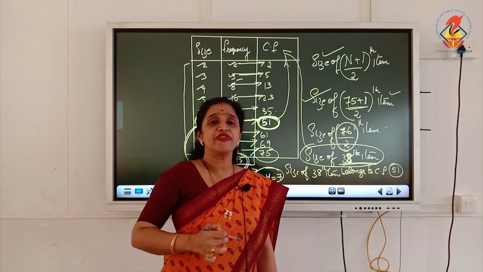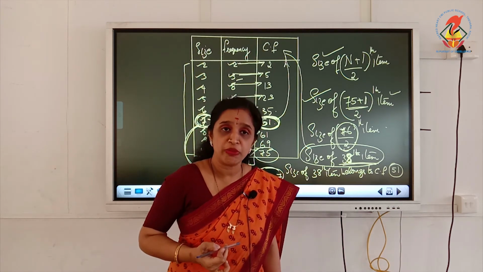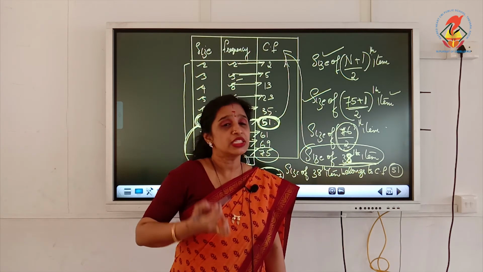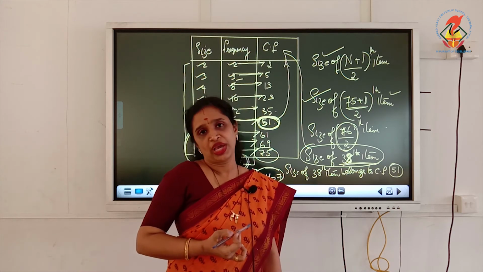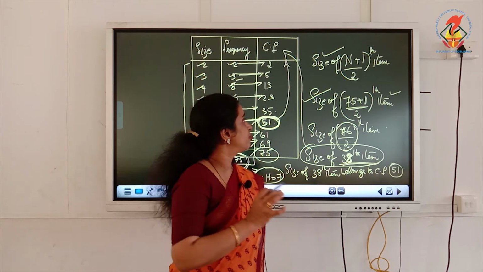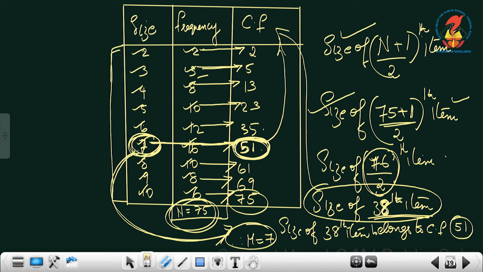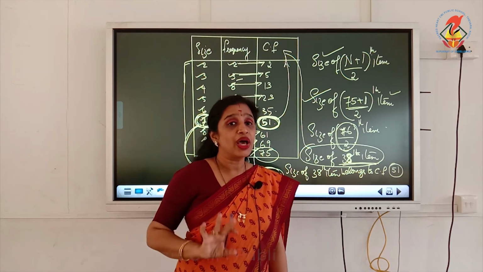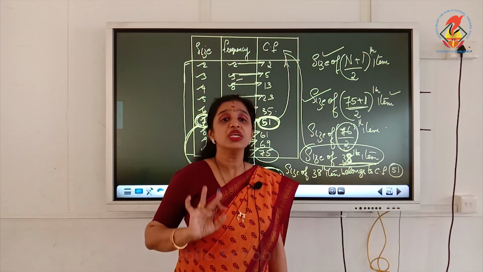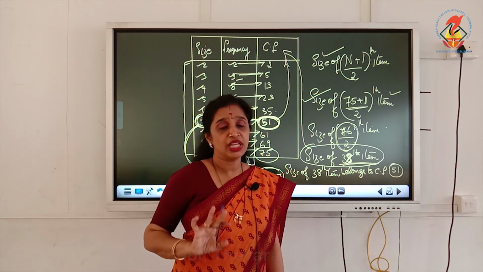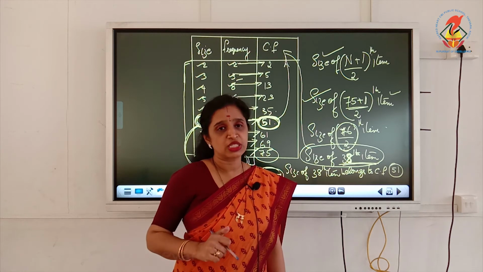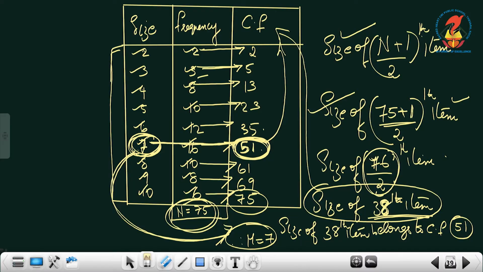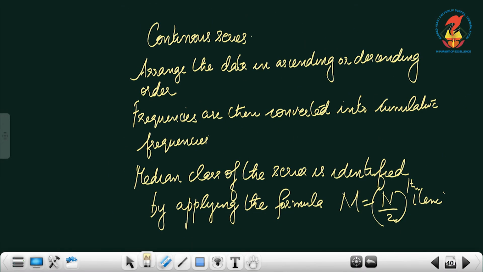So from the cumulative frequency, with the formula size of (n plus 1) by 2th item, you have to find out where we can accommodate that value, and the size corresponding to that will be the median value. Okay, so these are the steps that you have to follow. First, check the data and convert it into ascending or descending order. Then find out the cumulative frequency, apply the formula size of (n plus 1) by 2th item, see where you can accommodate that in the cumulative frequency, and find out the size corresponding to that. That will be your median. Okay, I hope this is very clear to you, and here the answer is 7.